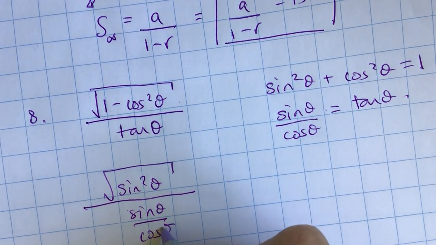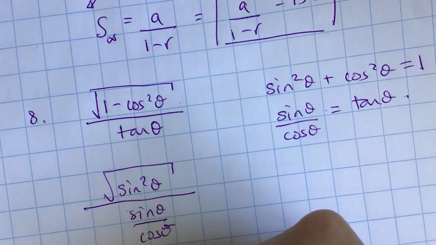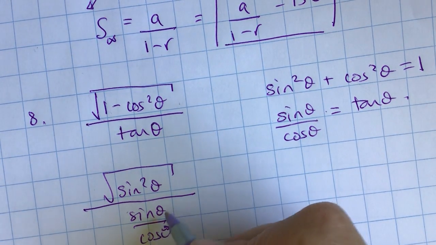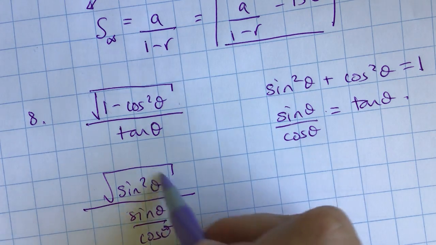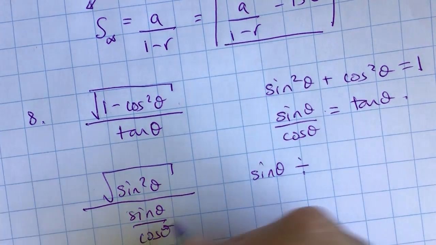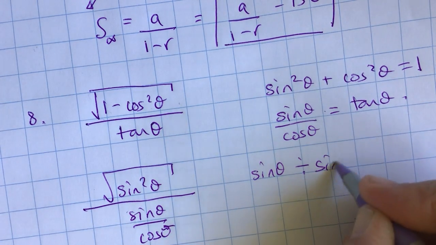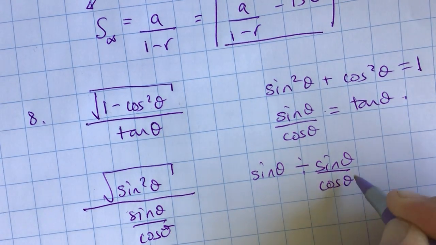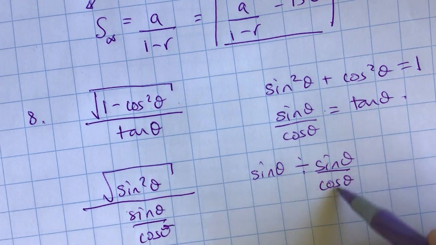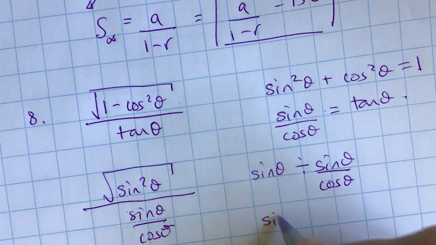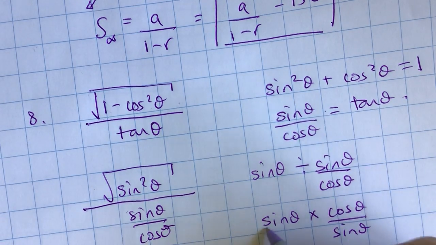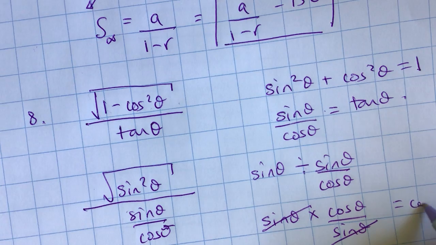So if I plug those things in, here I get sine squared theta, square rooted, over sine theta over cos theta. Now some of you will know exactly what to do, and some of you might not be sure what to do with this bit here. So treat it as a fraction. This here is sine theta, and we're going to divide it by this thing. When you're dividing by fractions, you make that a multiply and you flip this upside down. So we would then have sine theta times by cos theta over sine theta. Sine and sine cancels, the answer is cos theta.